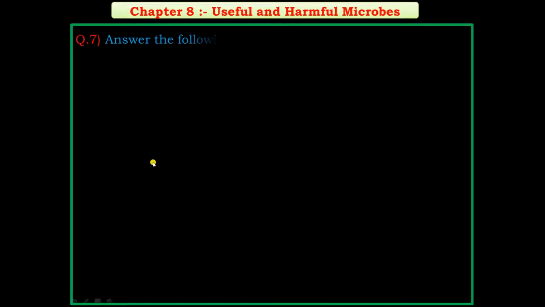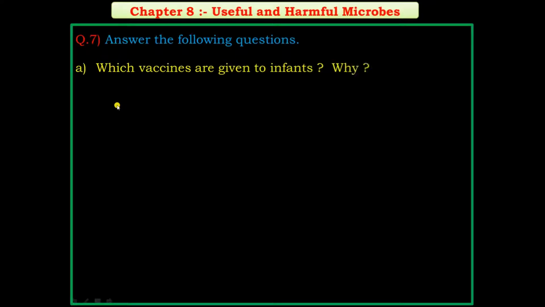Next question is question number 7. Answer the following question. First question of question number 7. Which vaccines are given to infants and why? The answer is, first point.